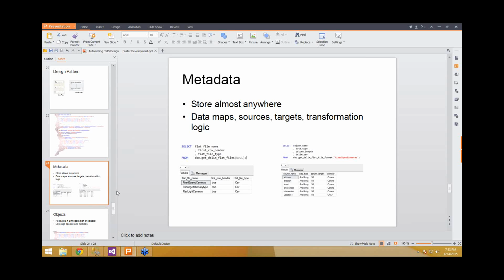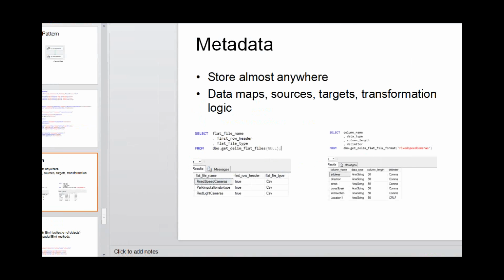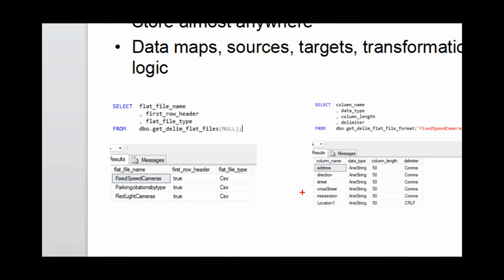In this case, I have stored them in SQL Server tables. As you can see at the bottom, I have two user-defined functions, which basically give me the list of files and also the file formats. So I store everything that I need to create an SSIS package in SQL tables here.